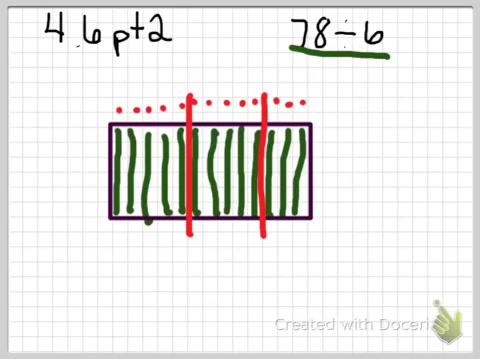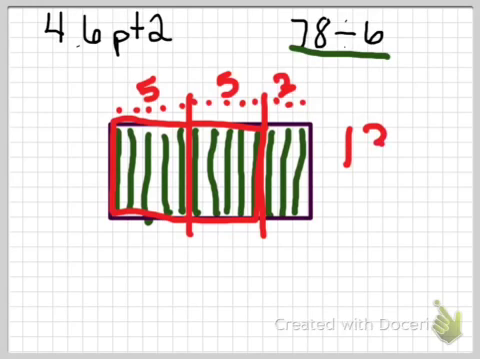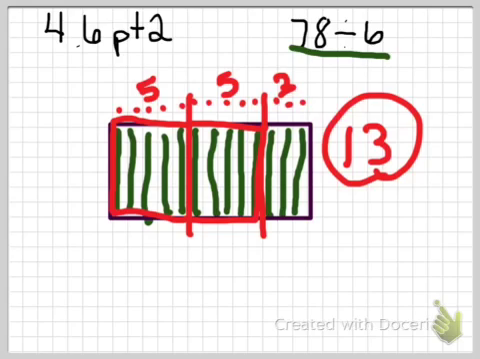So the kids can either count out and list it, or they can do what I did here, which is group it so that it was easier for me to count. Well, I get 5 plus 5 plus 3, which is 13. So it's a simple way to use a graph to figure out how to find 78 divided by 6.